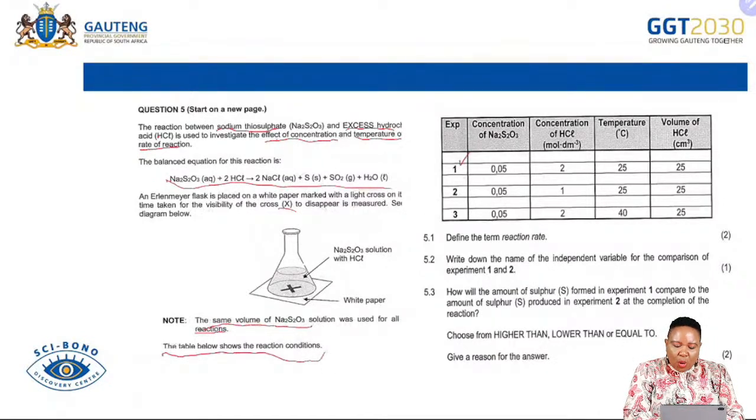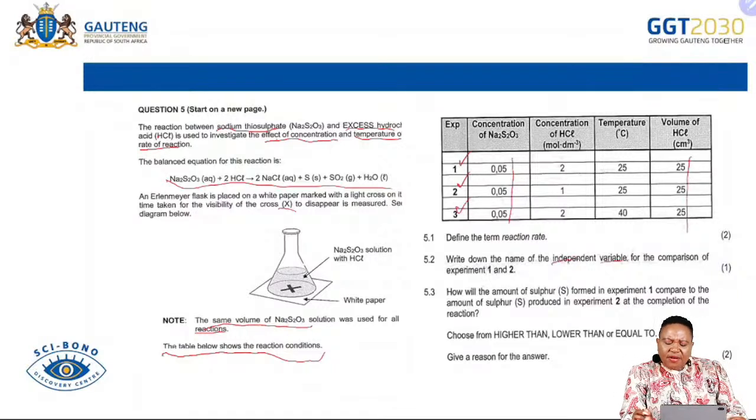Now we have experiment 1, experiment number 2, and experiment number 3. We are provided the concentration of sodium thiosulfate in all the experiments, the concentration of the excess hydrochloric acid, the temperature, and the volume. Remember, the volume is kept constant, and also the concentration of the thiosulfate is kept constant. Now they say write down the name of the independent variable for comparing experiment 1 and 2. Remember, the independent variable is what makes the two experiments different.